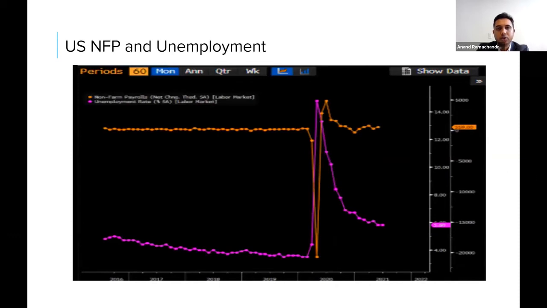Here's a chart of US non-farm payroll and unemployment rates. As we see, markets have dropped. The unemployment rate has dropped down to around 5.8% in the US. It's still above pre-pandemic levels, but we believe that the move in the last few months has been fairly strong for the US and is positive for the US dollar. The non-farm payroll numbers have also normalized closer to pre-pandemic levels, and we believe that this is once again positive for the US dollar. Next slide, please.